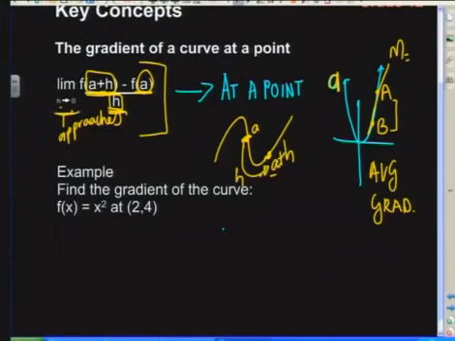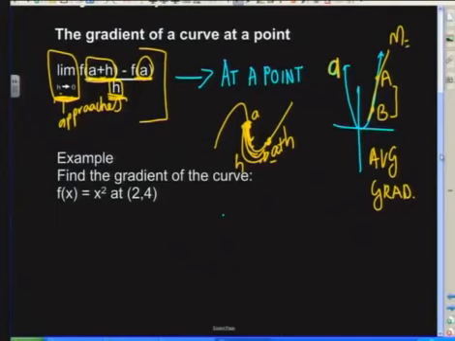When we add in the limit as h approaches naught, we are now finding the gradient at a specific point, because as h is approaching naught, it means this distance between these 2 points is getting smaller and smaller and smaller until we're just at that point A. Okay, so that's what that h approaches naught means there. So we're finding the limit at a single point. The formula we use, f of a plus h minus f of a all over h.